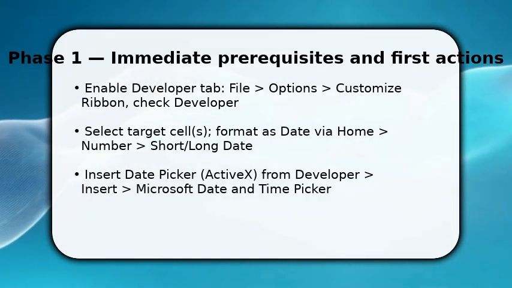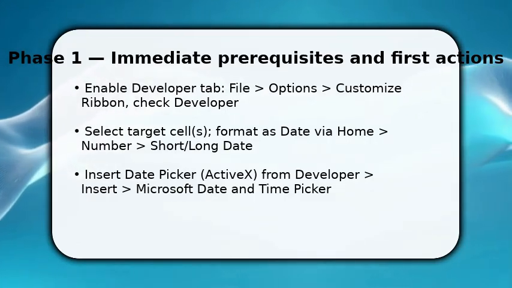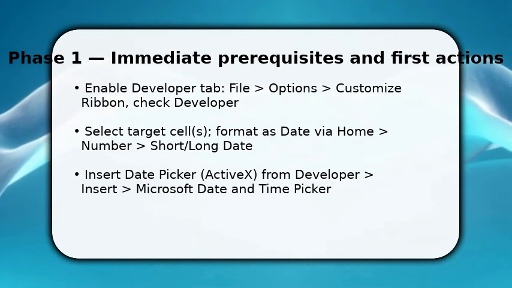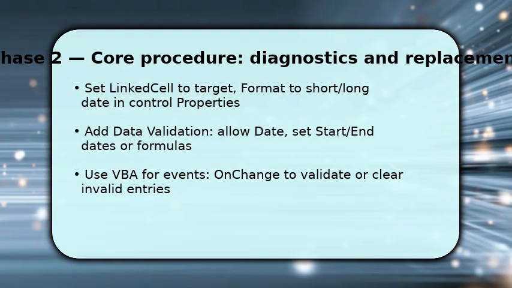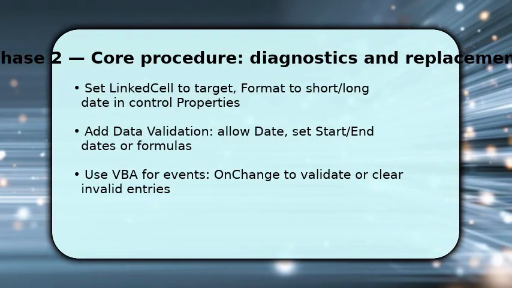Position it near the target cell. Once done, make sure control properties, like linked cell, point to the cell address, so selection writes a proper Excel date. Now configure the control so selections behave predictably.